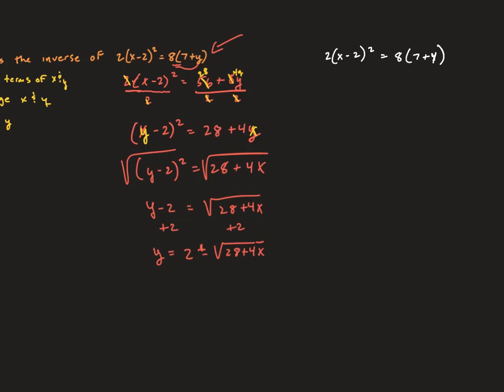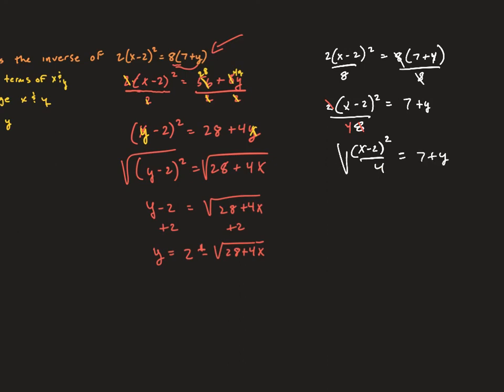Let's try it this way. Instead of doing the distributive property, why don't I just divide by 8? And then this would cancel out, and I would have 7 plus y is equal to, and then my 2 over 8 would cancel out, and that would be 4. So I'm going to have x minus 2 squared over 4 equals 7 plus y.